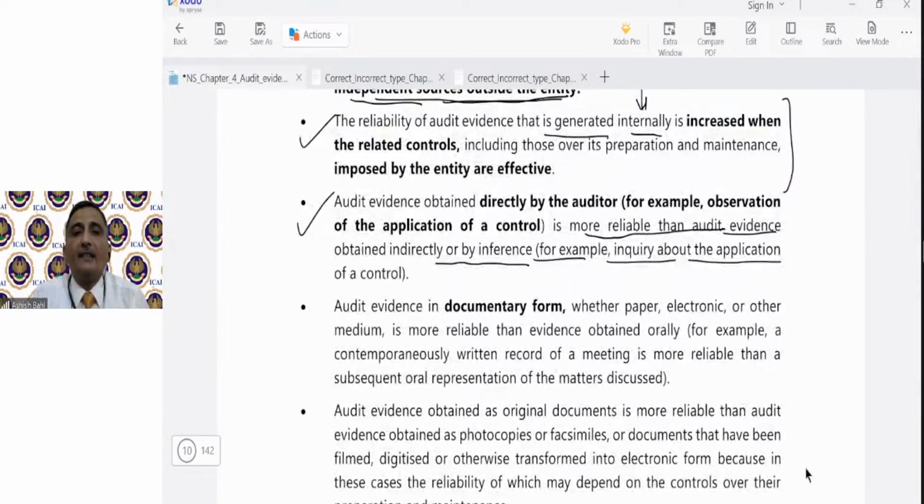Audit evidence obtained in documentary form is more reliable than audit evidence obtained orally or visually. So this basic thing, students, you understand. If some evidence is in documentary form, be it in paper form or electronic form, then it is more reliable than something which has been told to you verbally.